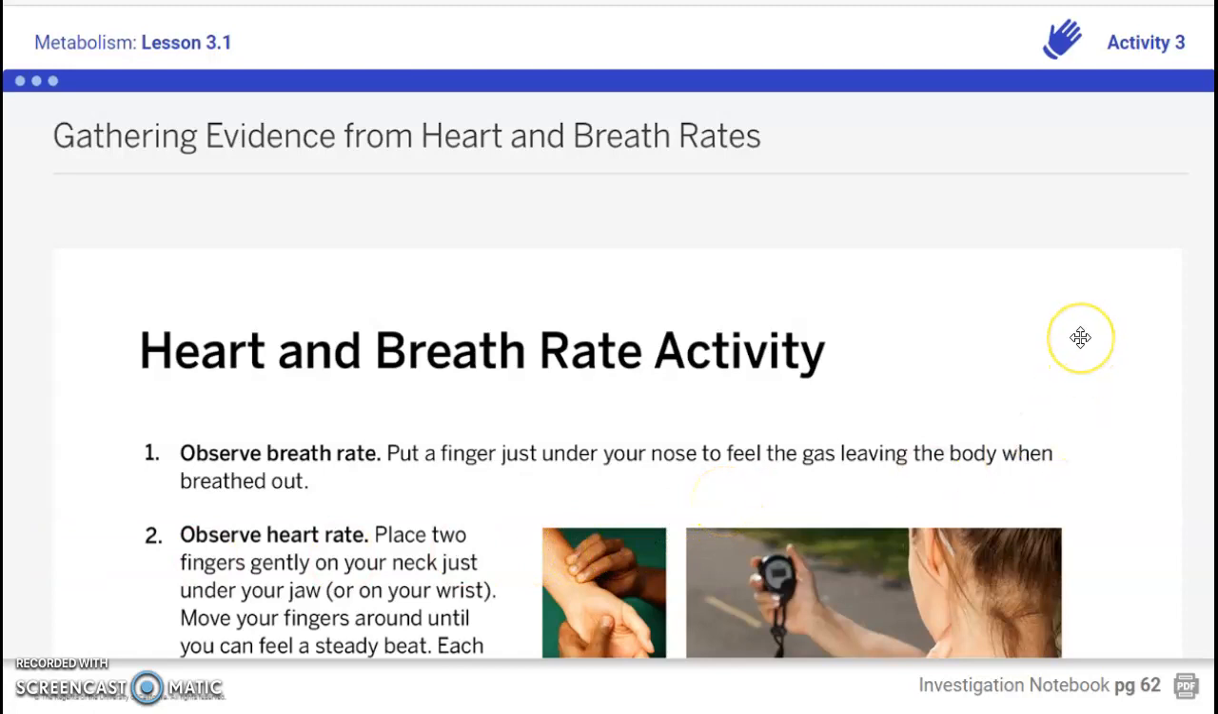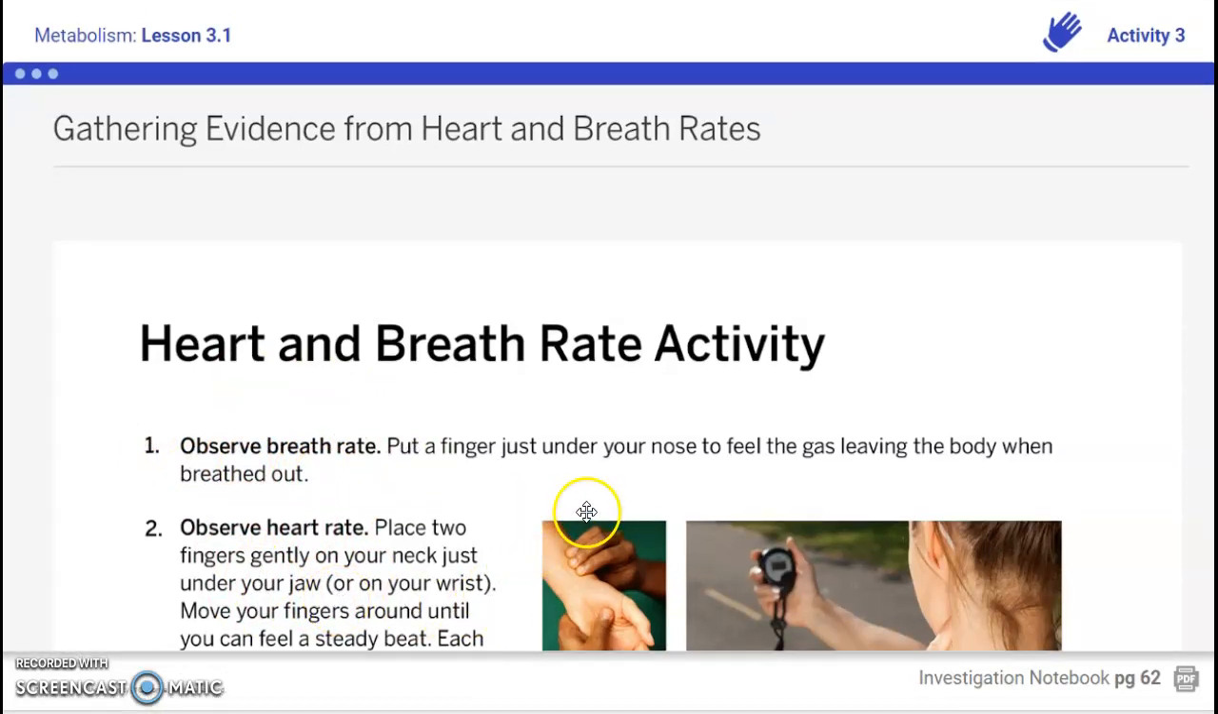Make sure you're looking at activity 3 on your lesson. It looks like this, and it's going to tell you step by step what you need to do. And remember to record your breath rate and your heart rate in the beginning, and then record them at the end so that you can compare your observations just like we discussed. And you can pause the video here to go ahead and do that activity.